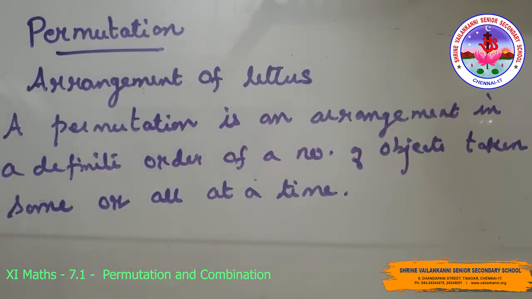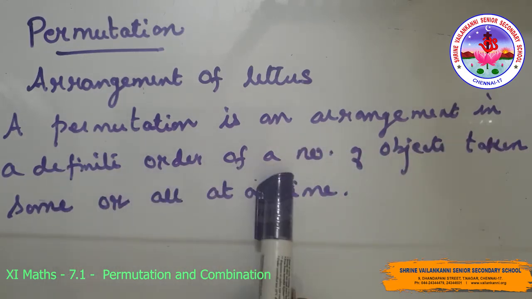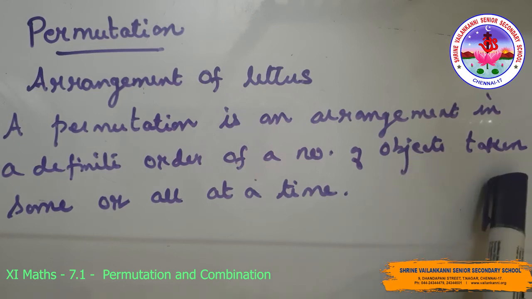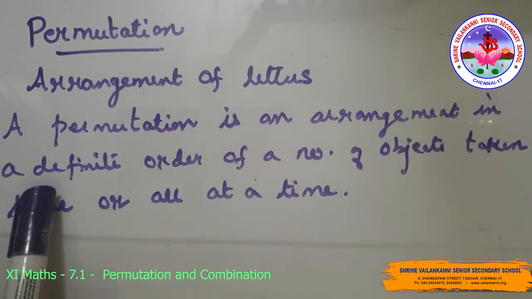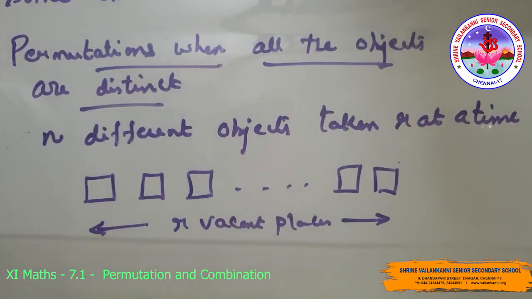So a permutation is an arrangement in a definite order of a number of objects taken some or all at a time. We shall obtain the formula which is needed to answer these questions. Permutation when all the objects are distinct.